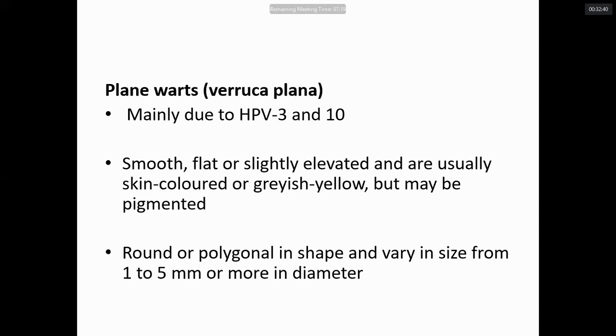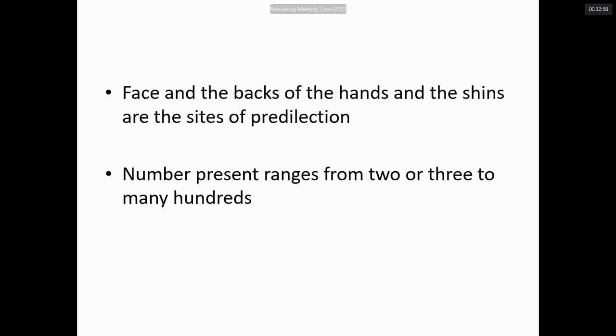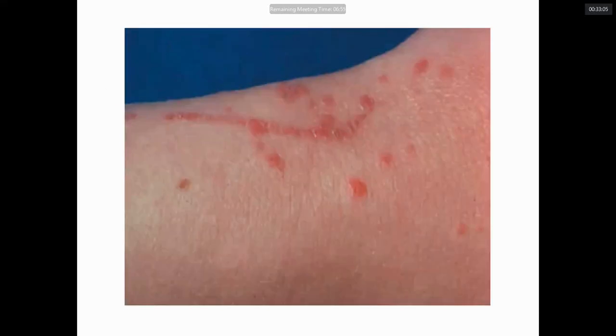Now the plain warts, or Verruca plana, are mainly caused by human papilloma virus 3 and 10. These are smooth, flat, or slightly elevated and are usually skin colored or grayish yellow, but may be pigmented. Size varies from 1 to 5 mm in diameter. The face and the back of the hands are the most common sites of Verruca plana. This is the picture showing Verruca plana, and this is the pseudo-Koebner phenomenon: linear development of lesions over the scratch site.